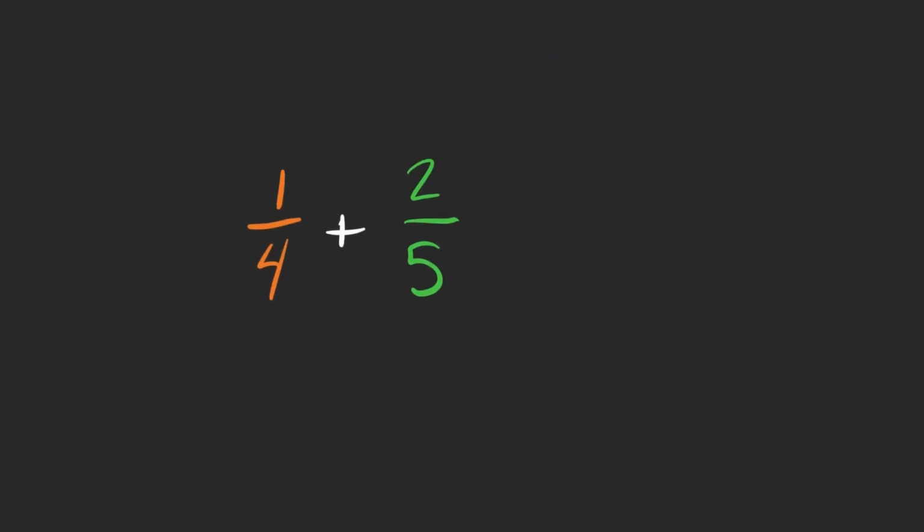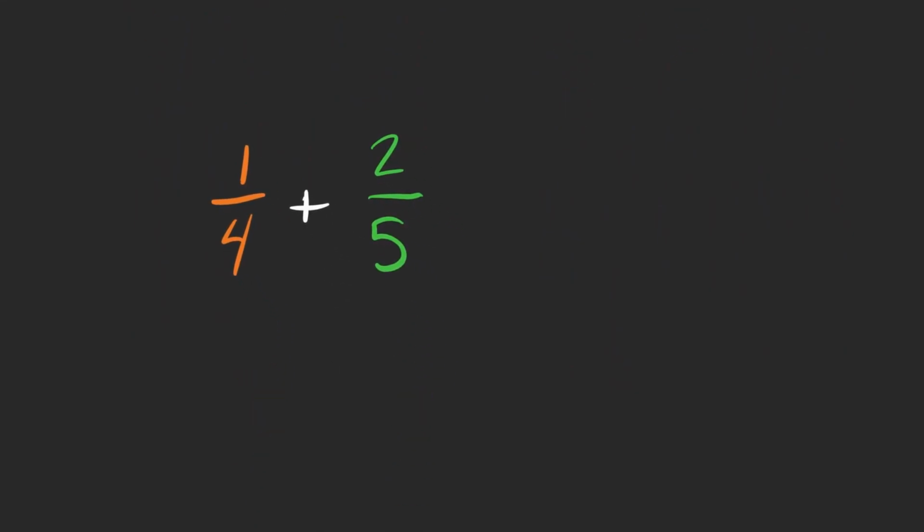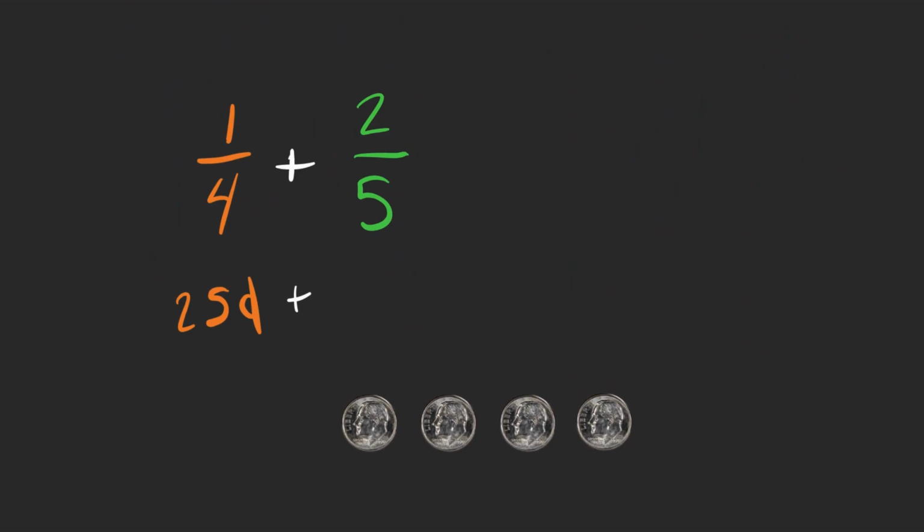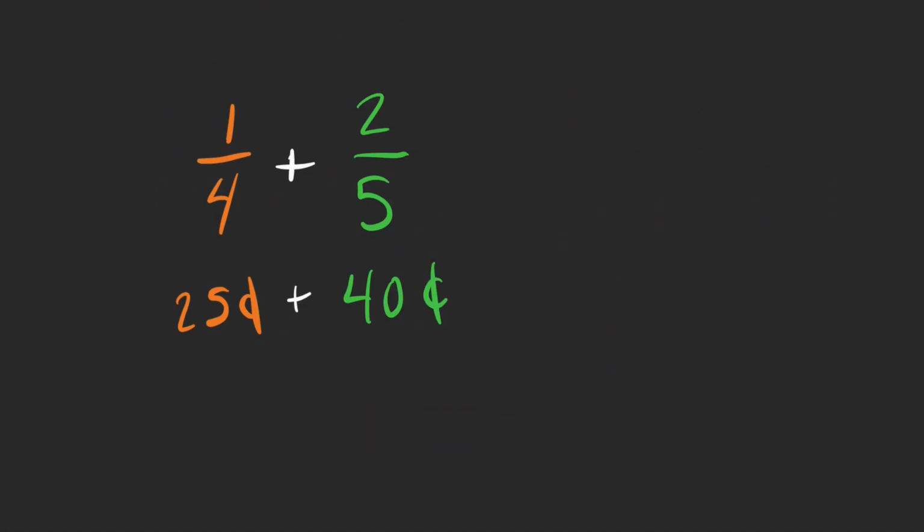So let's start our first problem. 1/4 plus 2/5. Normally you'd want to get common denominators if you're using that strategy, but in the money strategy, you're just going to say, all right, 1/4 is 25 cents. And 2/5, well, what is 2/5? We said 1/5 was 20 cents, so 2/5 must be 40 cents. So we put that together, and 25 cents plus 40 cents is equal to 65 cents.